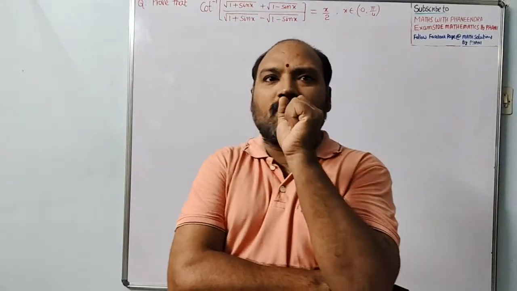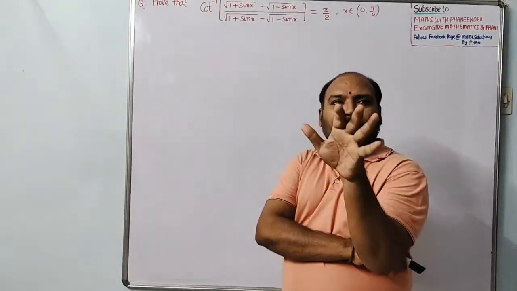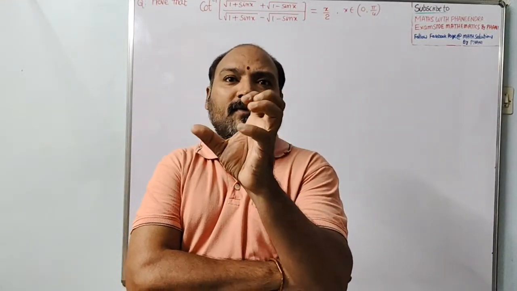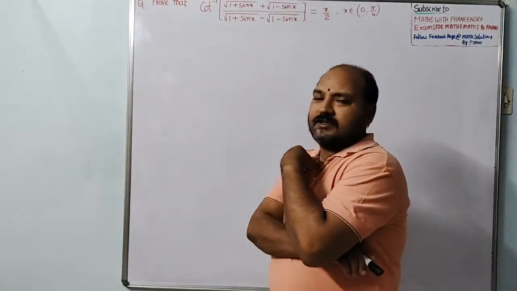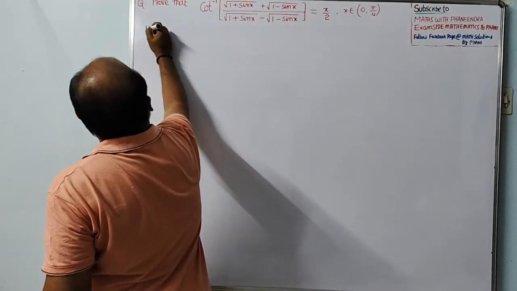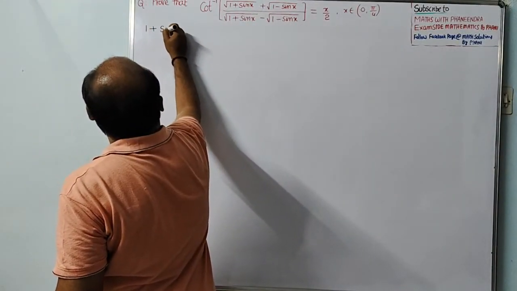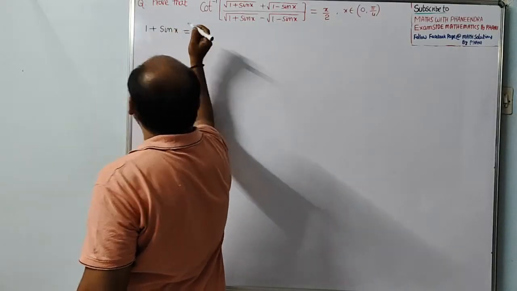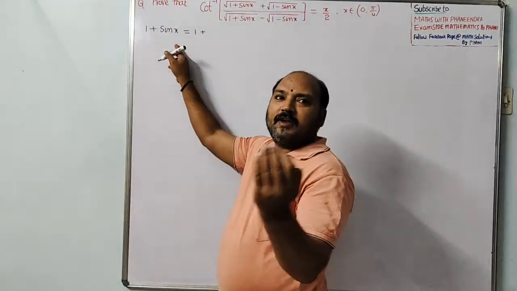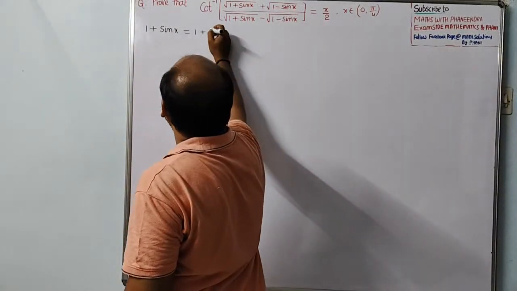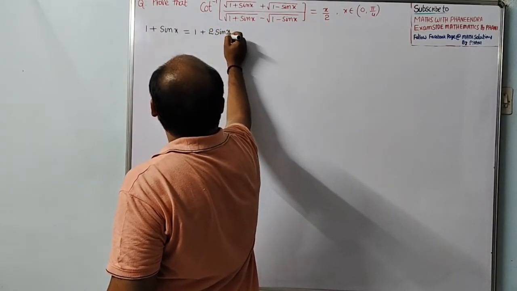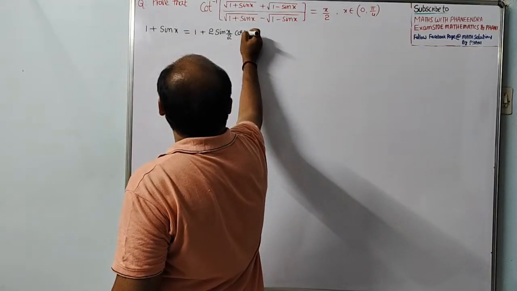First, 1 plus sin x and 1 minus sin x are the common terms. Is there any simplification for 1 plus sin x? First we need to see about that. I am considering 1 plus sin x, which is equal to 1 plus sin x in terms of half angles, using multiple angles: 2 sin x by 2 into cos x by 2.